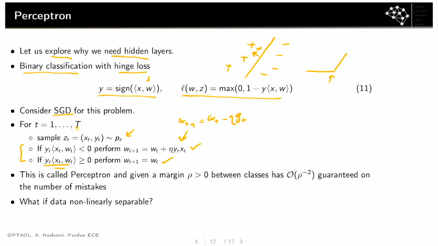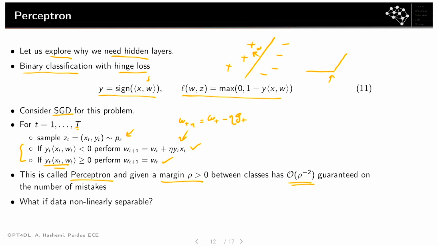In fact, this method is called perceptron, and it works very well when the data is linearly separable. Notably, we can derive a simple result showing that if there is a margin rho between the positive class and the negative class, then we get a guarantee on the number of mistakes that perceptron makes. The guarantee is inversely proportional to the margin squared. So we are bounding the number of mistakes if the data is linearly separable and there is a non-negligible gap between the two classes.